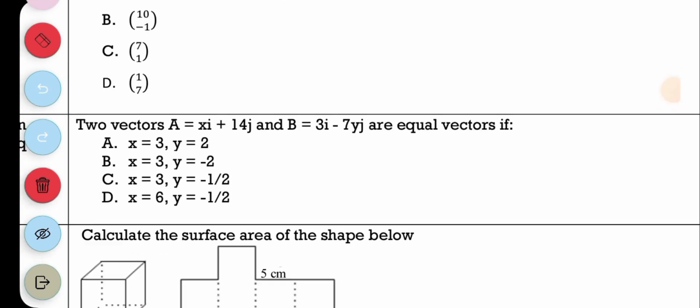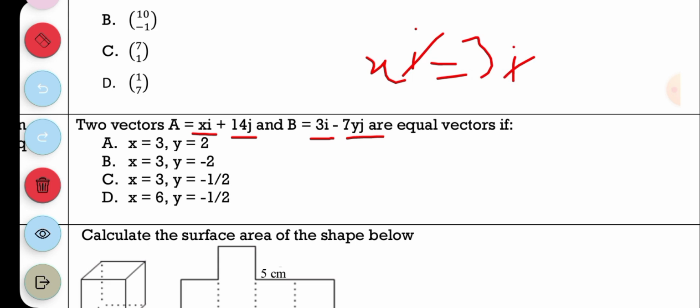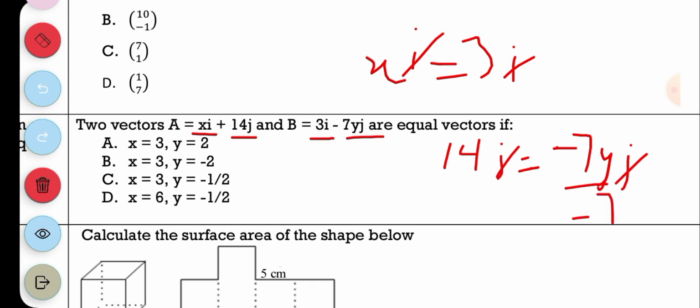Vectors A equals xi plus 14j and B equals 3i minus 7yj are equal vectors. If so, let's equate them. So this equals this, and this equals that. So let's start with the x. xi equals 3i. So if they are equal, i cancels i. x is 3. So we know x is 3. Now for y, 14j equals minus 7yj. So j cancels j. Minus 7 over minus 7. So you have minus 2. 7 here, 1, 7 here, 2. So minus 2. So answer to this is B.